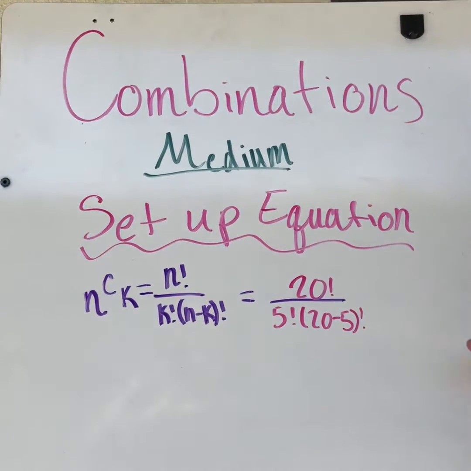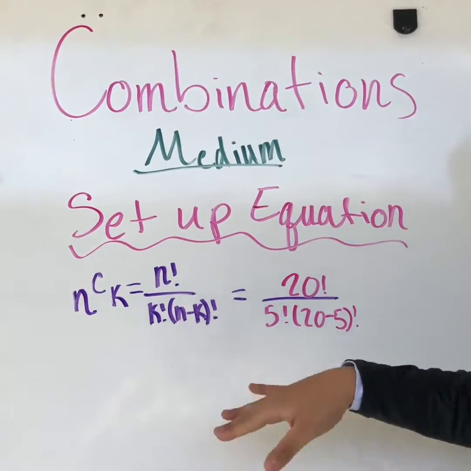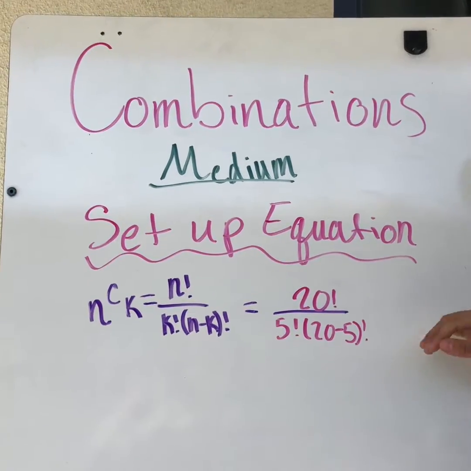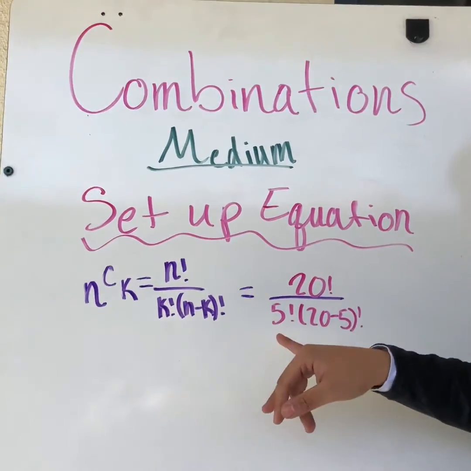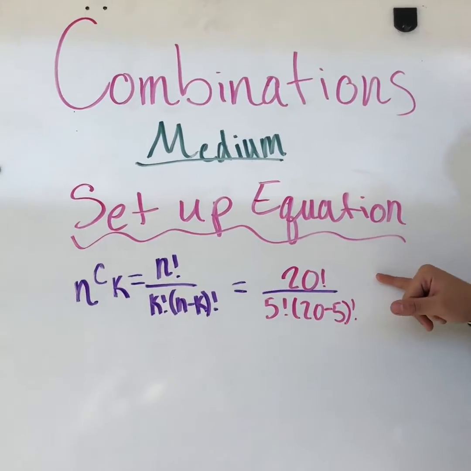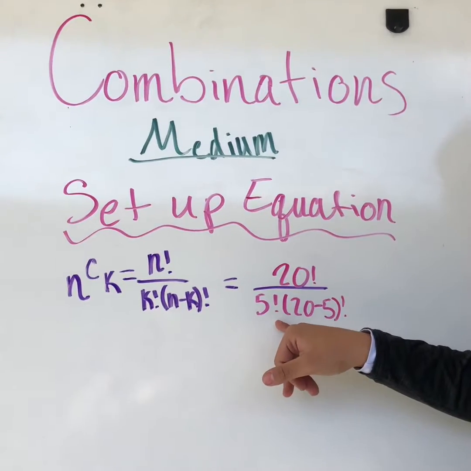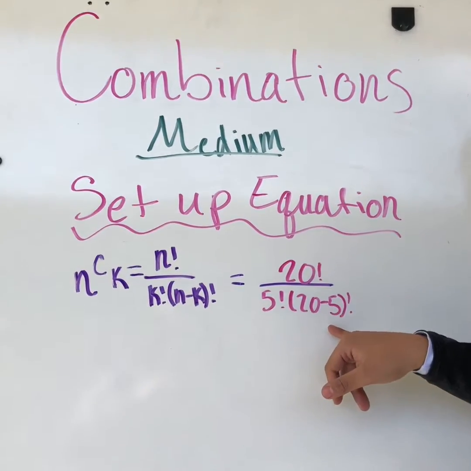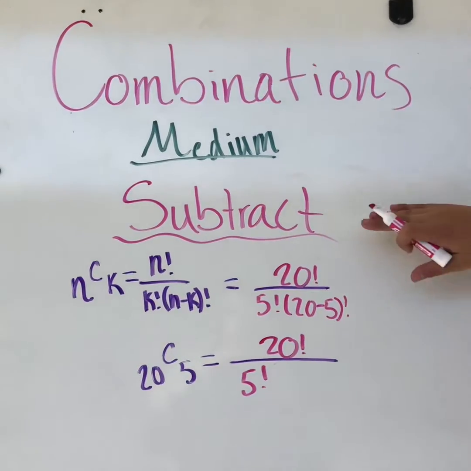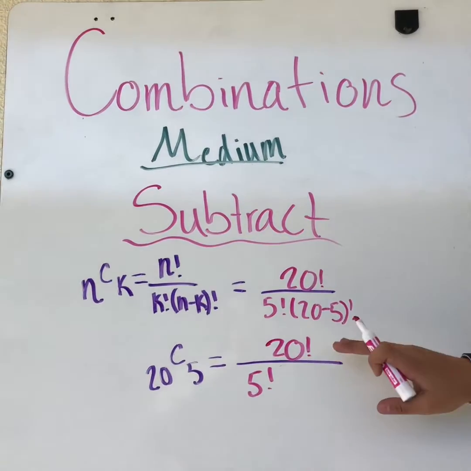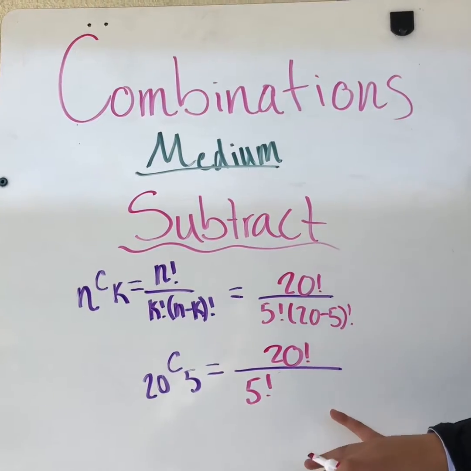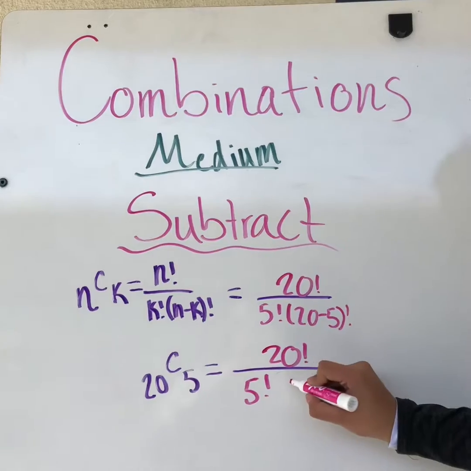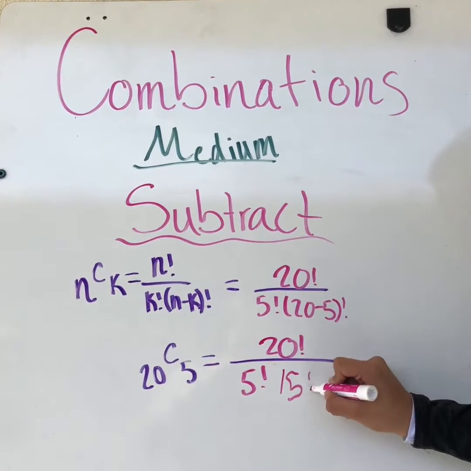Set up the equations. We're going to use the combination equation to set up the problem for the burritos. So you have 20 options of filling and 5 for the options you want. So it's going to be 20 factorial over 5 factorial times (20 minus 5) factorial. So now we're going to subtract, right here in these parentheses. So now it's going to be 20 factorial over 5 factorial and 15 factorial.